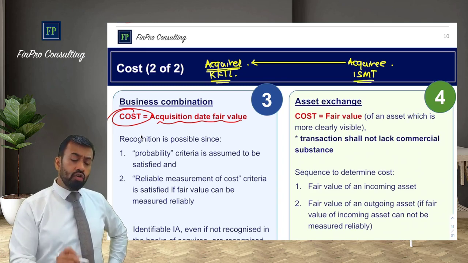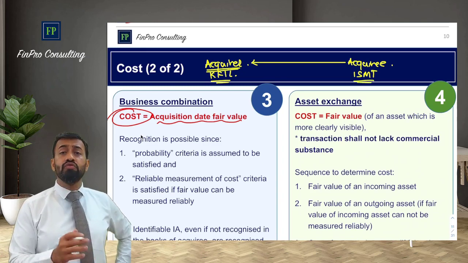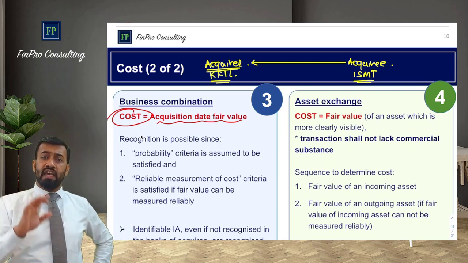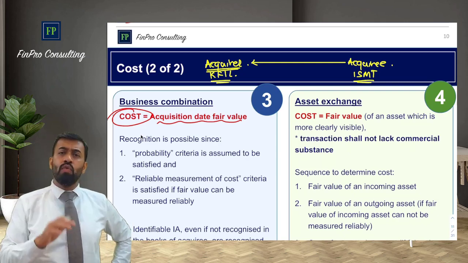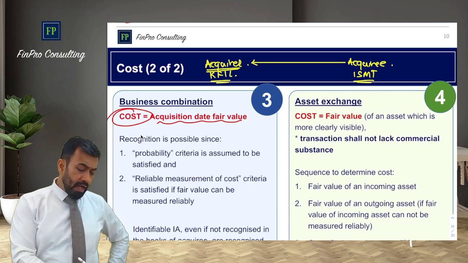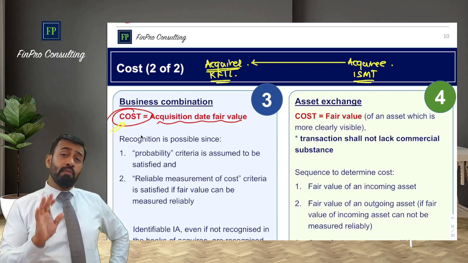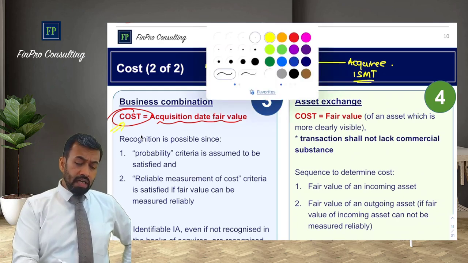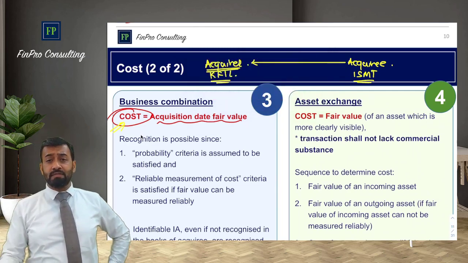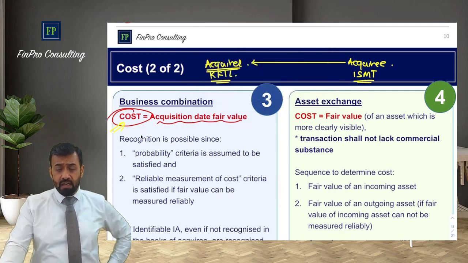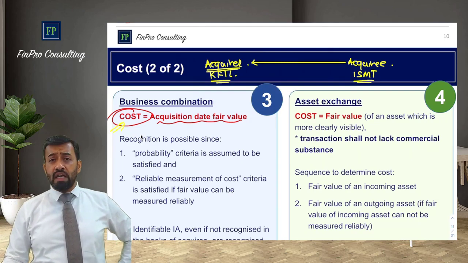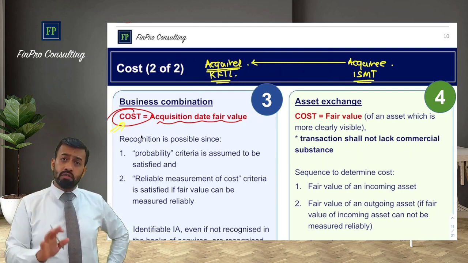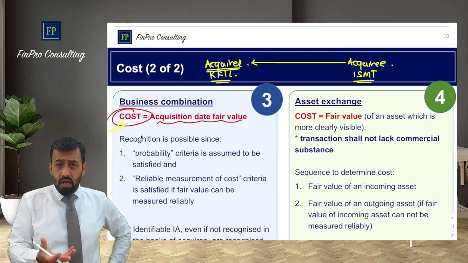Now the assets of ISMT will be recognized in the consolidated financial statements of KFIL. At what rate will those be recognized? Those will be recognized at cost as per the principle of IAS 16. Intangible assets will be recognized at cost as per IAS 38, investment property as per IAS 40. Correct, at cost. What is meant by cost?